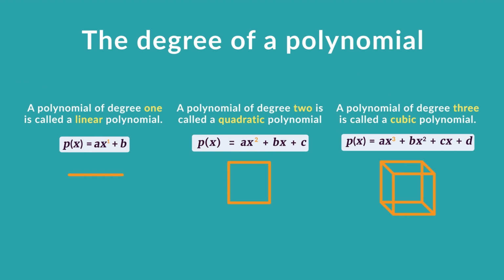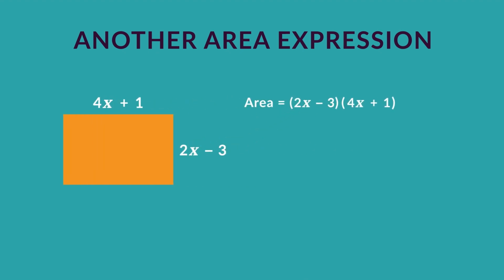These are the polynomials that we are going to work with. Let's write an algebraic expression for the area of this shape. The length of each side is represented by a linear binomial. This is because they each consist of 2 terms and the highest degree of the variable is 1. So to find the area of the rectangle, we multiply the binomials together.